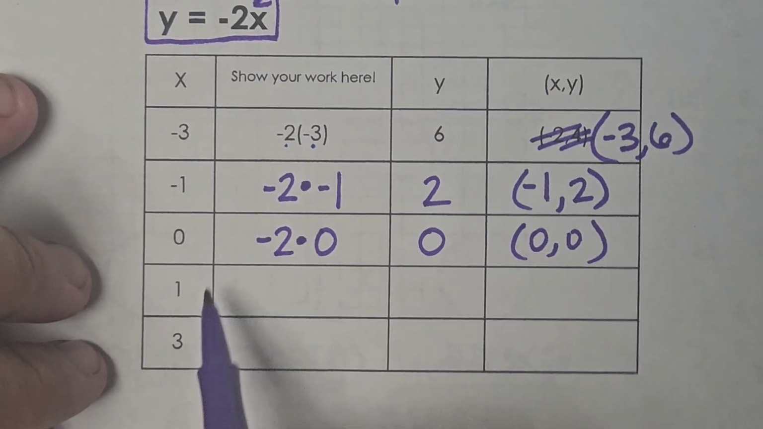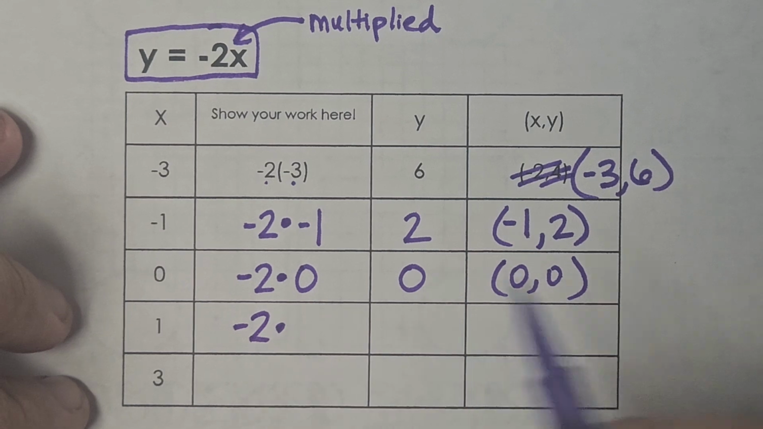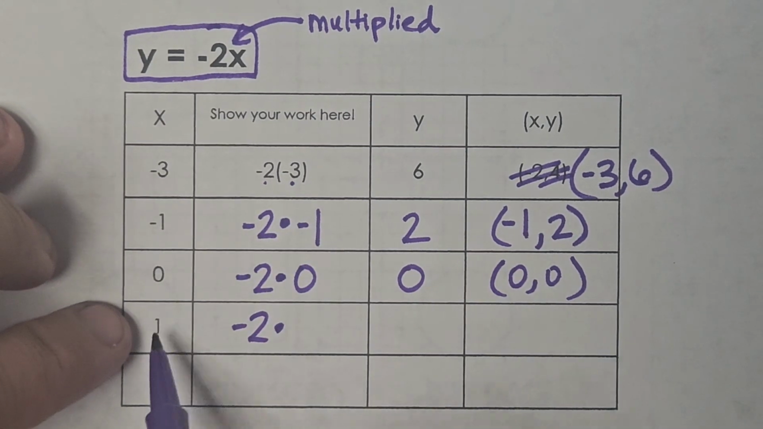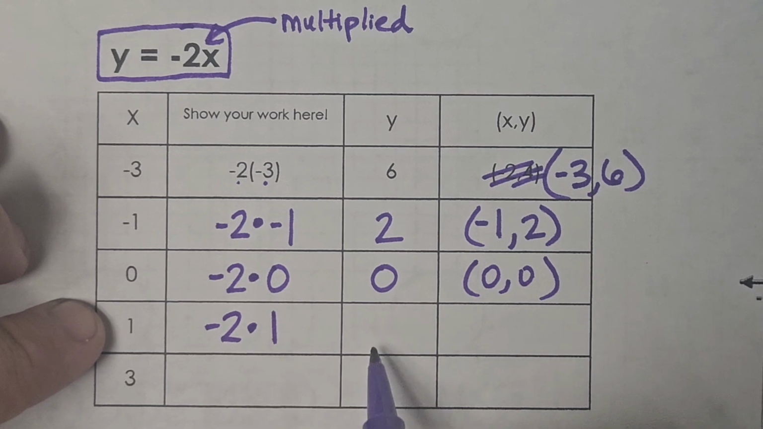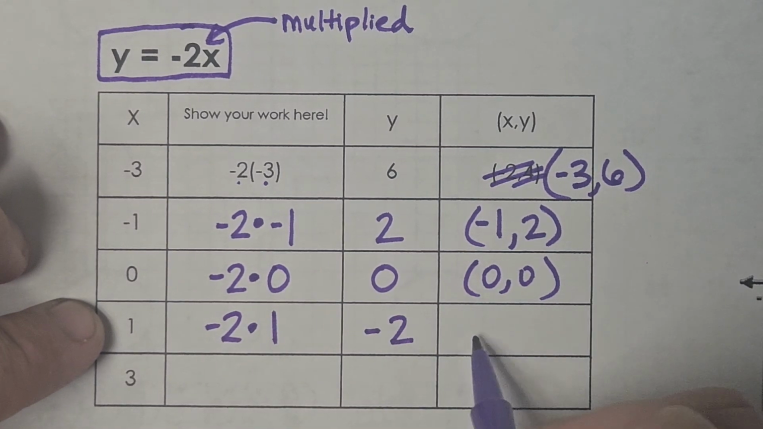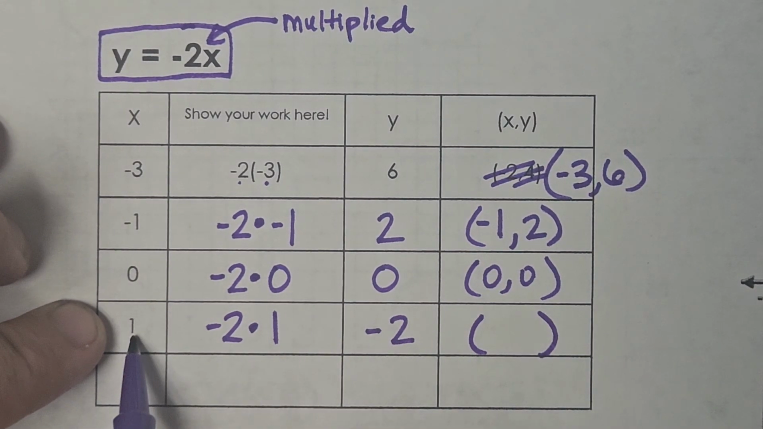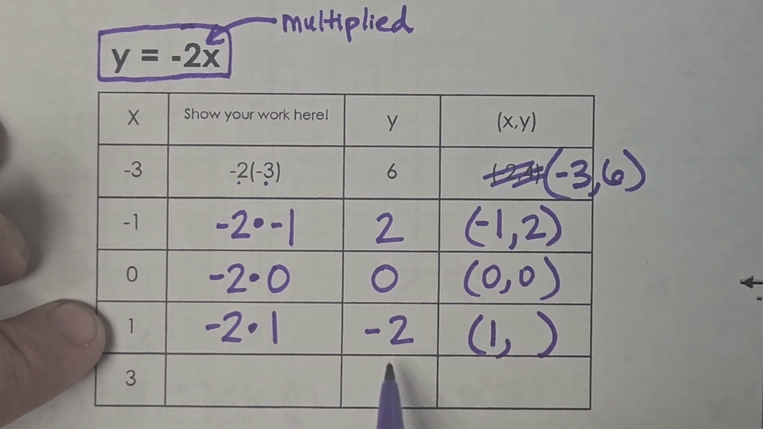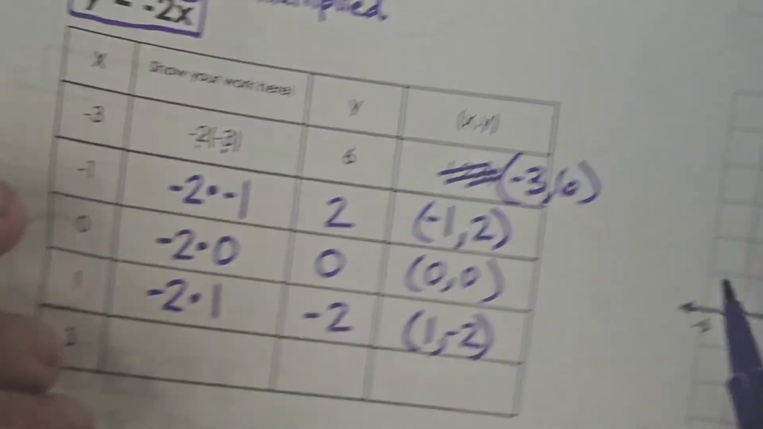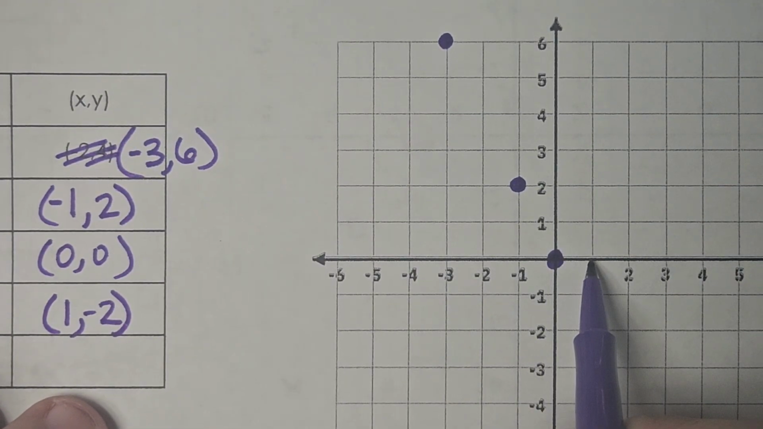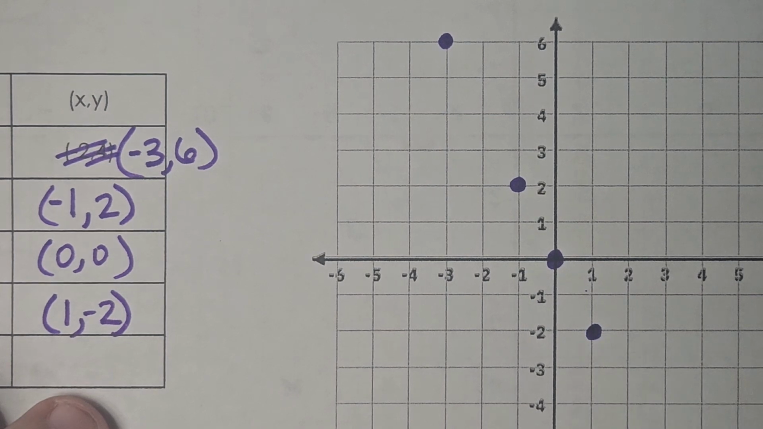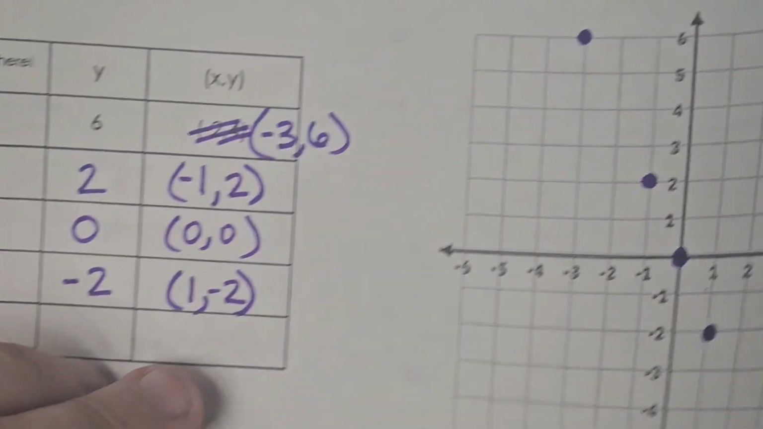All right, next one is negative 2. I'm going to multiply it by my new x value, which is 1. Negative 2 times 1 is negative 2. So my coordinate point is going to be positive 1, comma, negative 2. So I'll go ahead and plot that one. So I start at 0, 0. I'm going to go over to 1, and then I'm going to go down 2 numbers. So that is my next point.